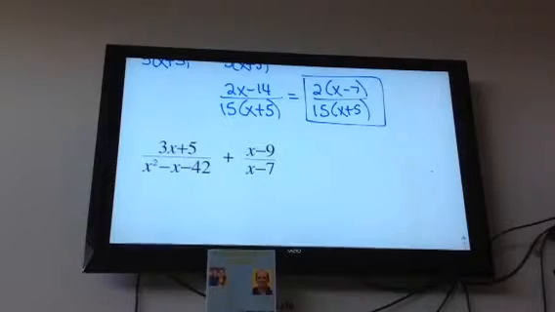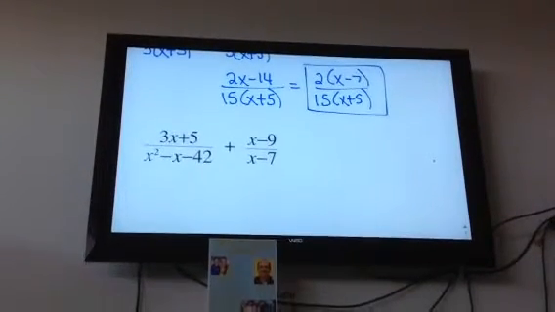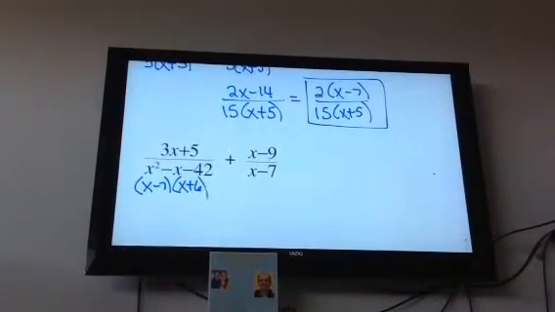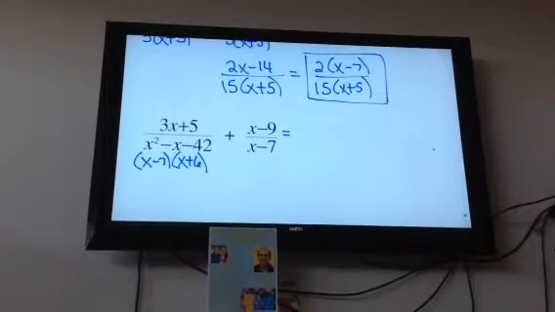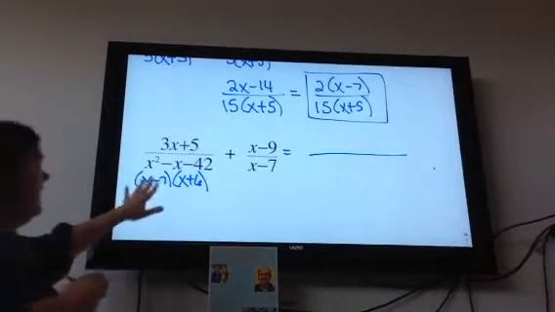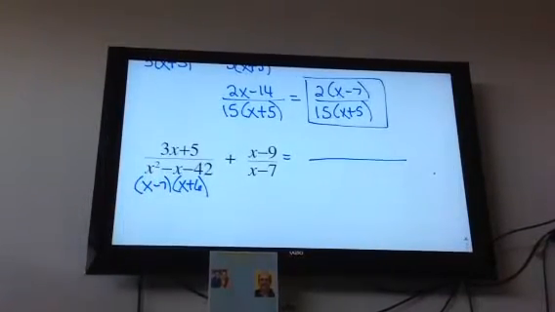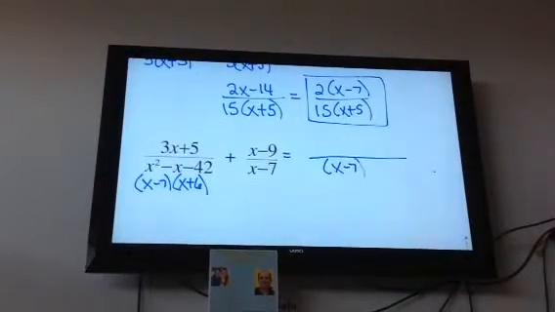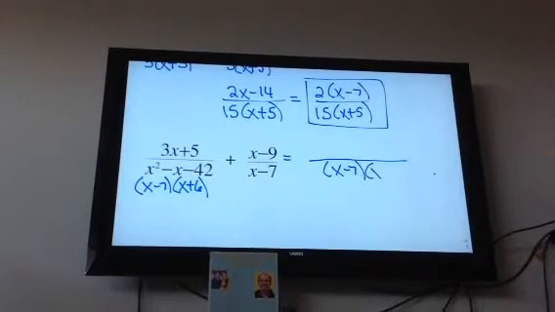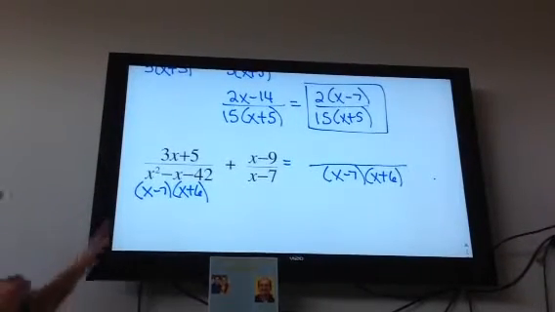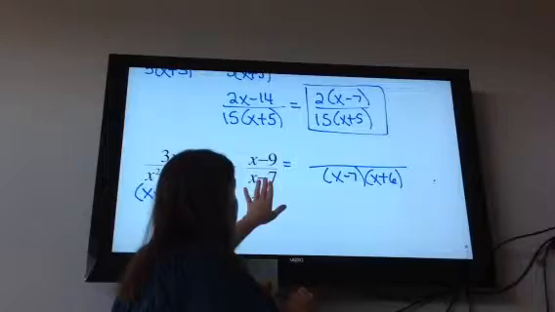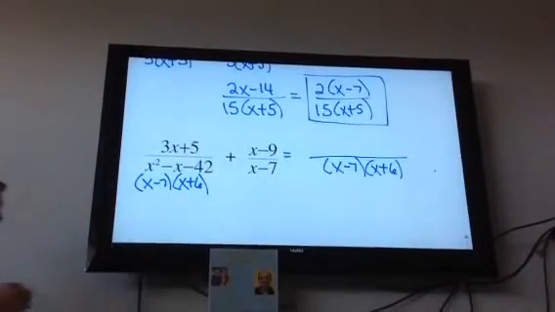I have a denominator that's factorable, so do that first. And that factors into x minus 7, x plus 6. So I form my LCD. Start over here. I need an x minus 7. So I go and I write that over there. I need an x plus 6. I go to my second fraction. I need an x minus 7, which I already have, so I don't have to write it again.